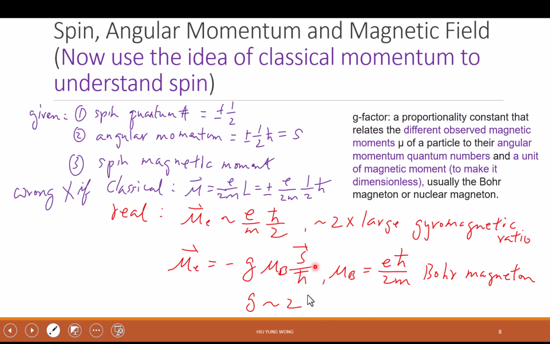I don't need you to be familiar with this equation. In the assignment, I think I asked you to do some calculation, but you don't need to be familiar with this. The main point is that you understand the gyromagnetic ratio of the spin is about 2x larger than the classical one. And this is a very important number. It's not 2, it's 2.02 or something.